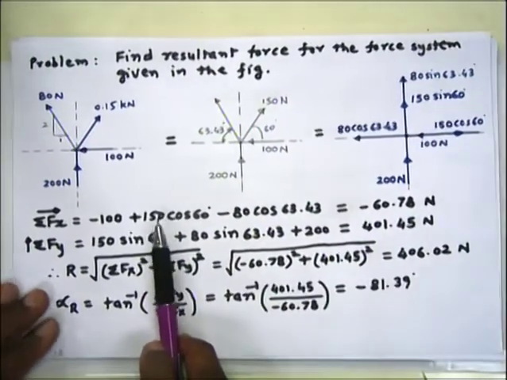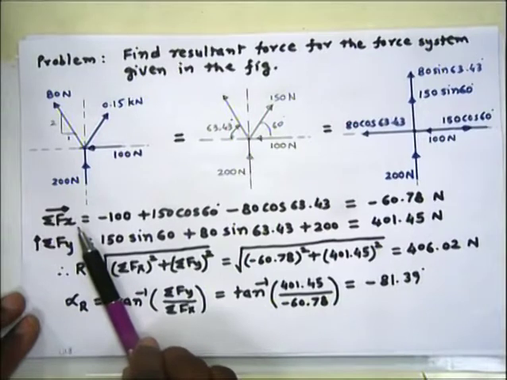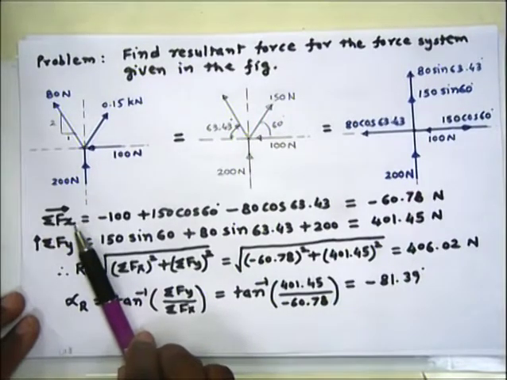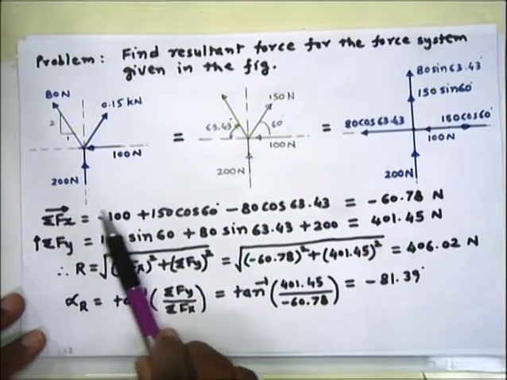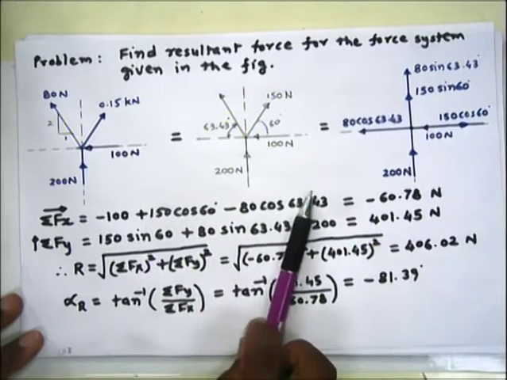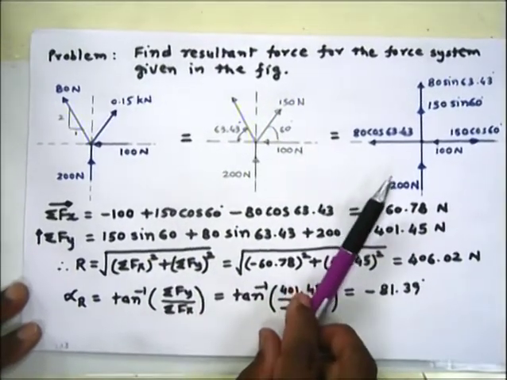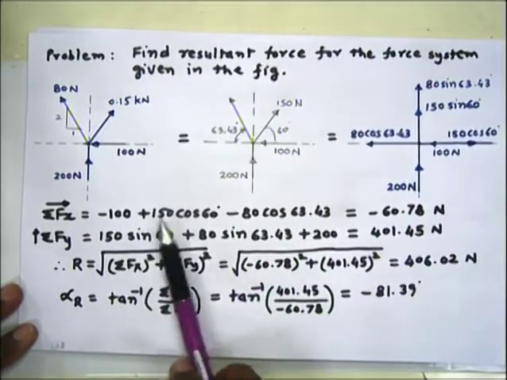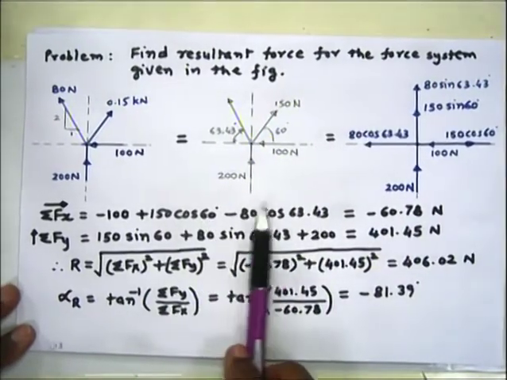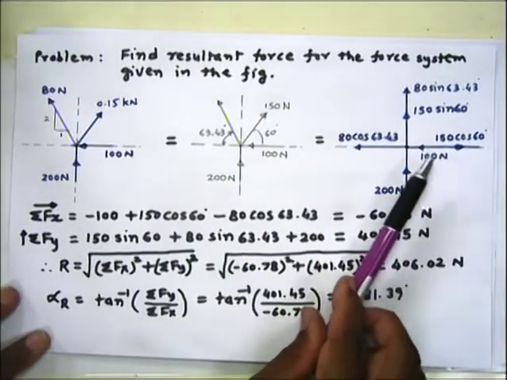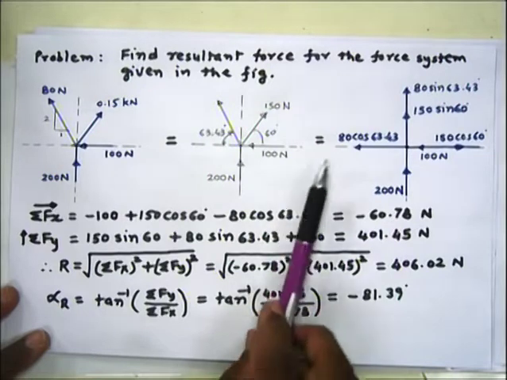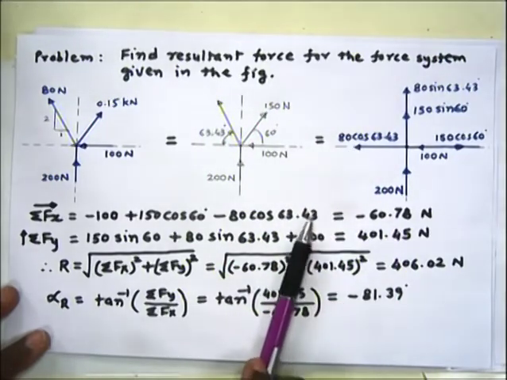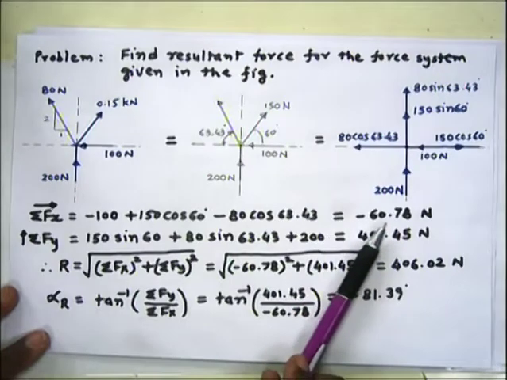Then sigma Fx, the summation of components of forces along x, with sign towards right as plus. Here the 100 Newton force is towards left, so its sign is minus. So minus 100 plus 150 cos 60, because this component is towards right. Then minus 80 cos 63.43, because this component is towards left. Calculating this value, we get minus 60.78 Newton.